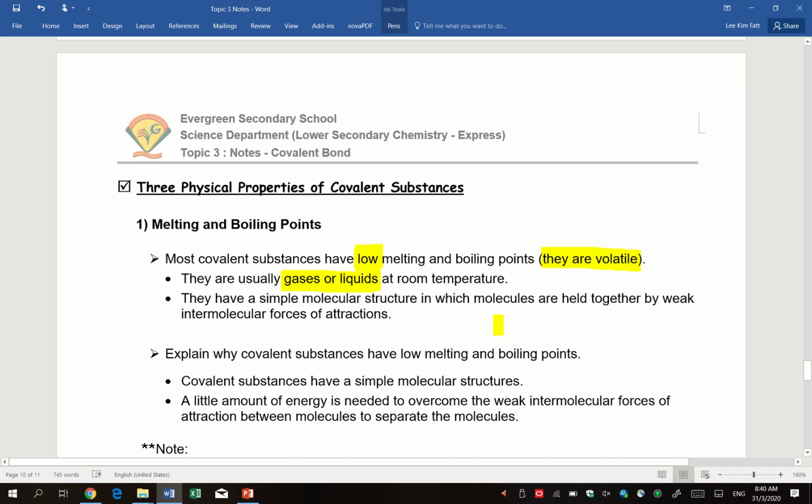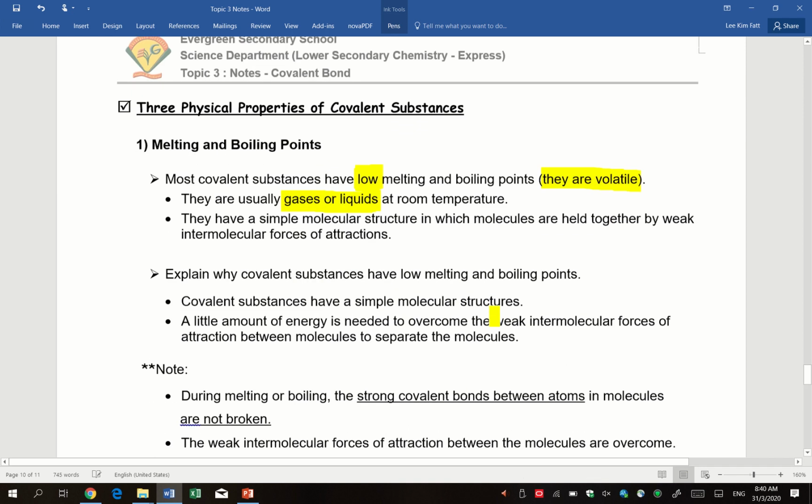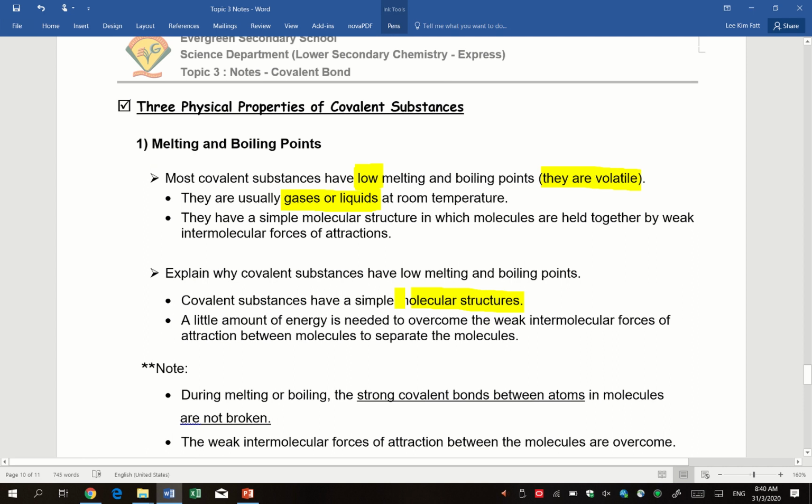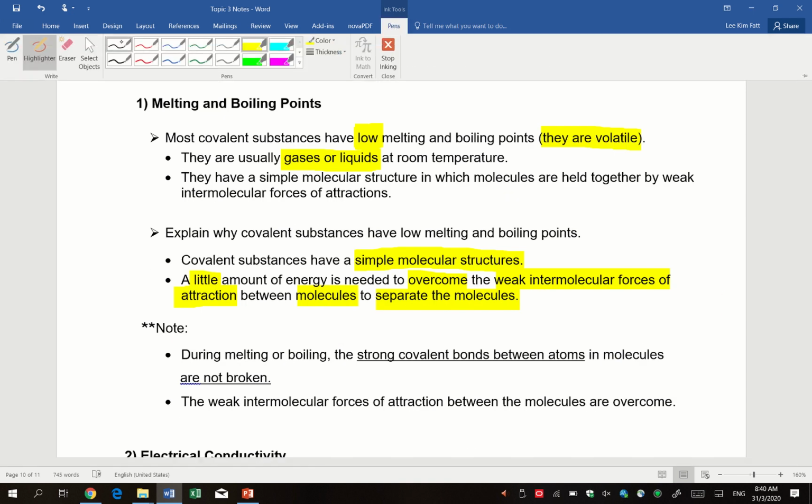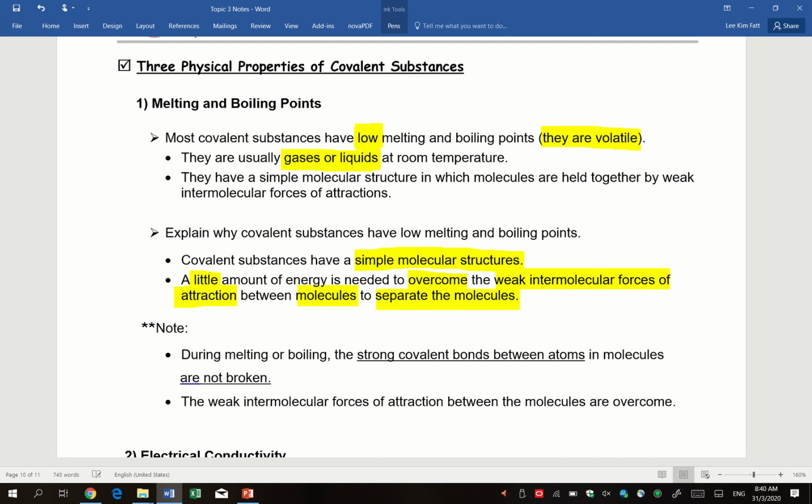Now the explanation for this is due to the fact that they have simple molecular structure. So covalent substances have very simple molecular structure, and because of that, little amount of energy is needed to overcome the weak intermolecular forces of attraction between the molecules and to separate the molecules. Alright, so like previous chapter, these are the important points that you need to mention.